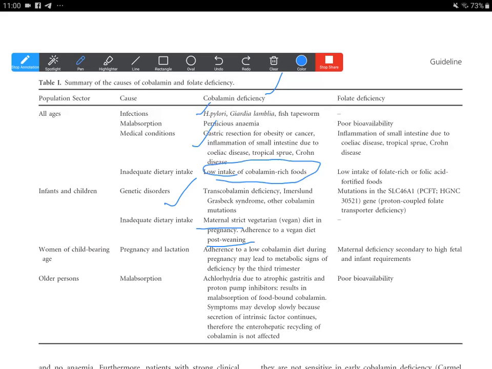There are also some genetic disorders associated with this. Either the transporter, transcobalamin, is deficient, or there is Imerslund-Grasbeck syndrome. I looked up some reference to this also. Imerslund-Grasbeck syndrome is a selective malabsorption of cobalamin with proteinuria.